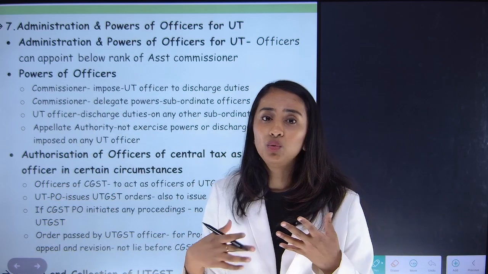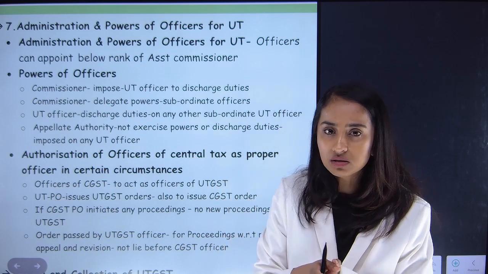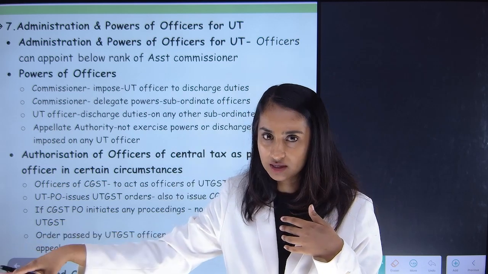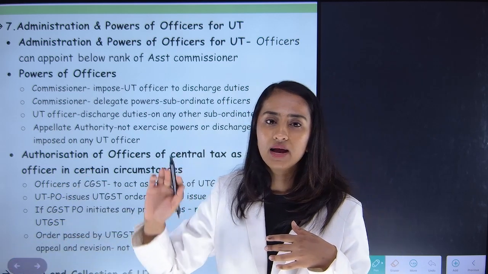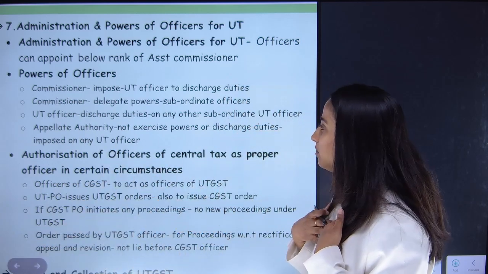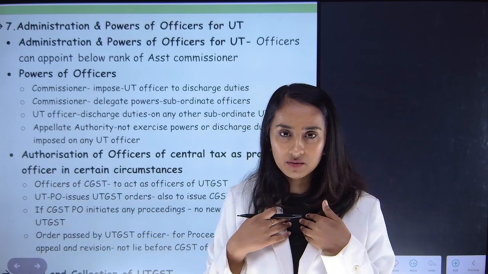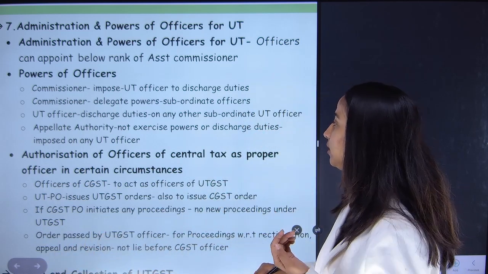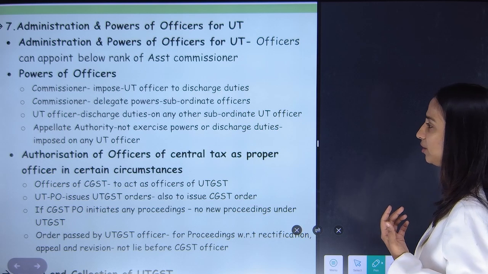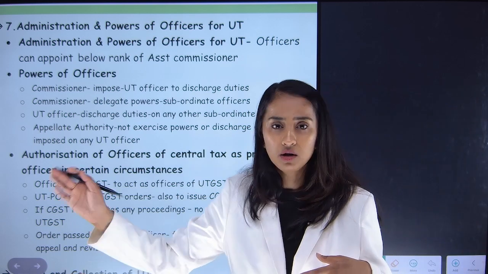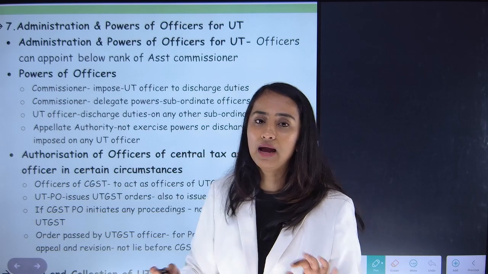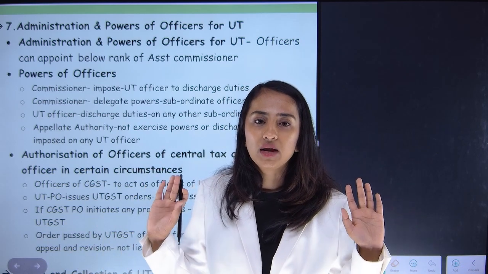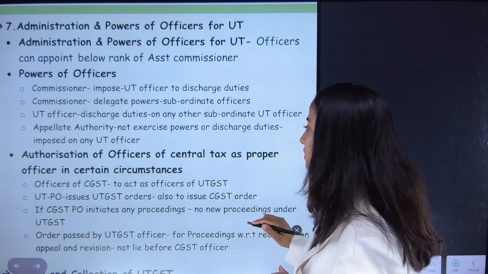What are the powers of officers? Here they're telling you what power an officer has. A commissioner can impose certain duties and discharge. If I'm the commissioner, I can appoint some officer and tell him, see boss, you can do these duties. I can delegate and impose certain duties on him. Next, I am the commissioner, I can delegate certain powers. I have some power, I will delegate it to him saying, you do it on behalf of me. Next, a Union Territory officer can discharge duties of any other subordinate Union Territory officer. The appellate authority is again something like a court. They cannot discharge any of the powers or duties of the officers, is what they're saying.